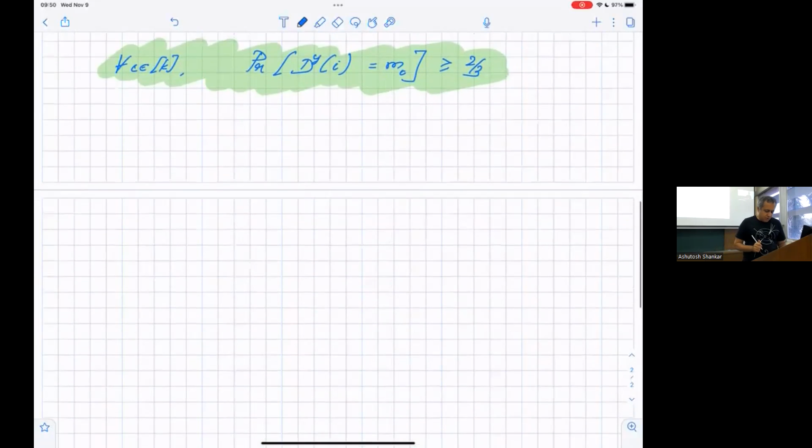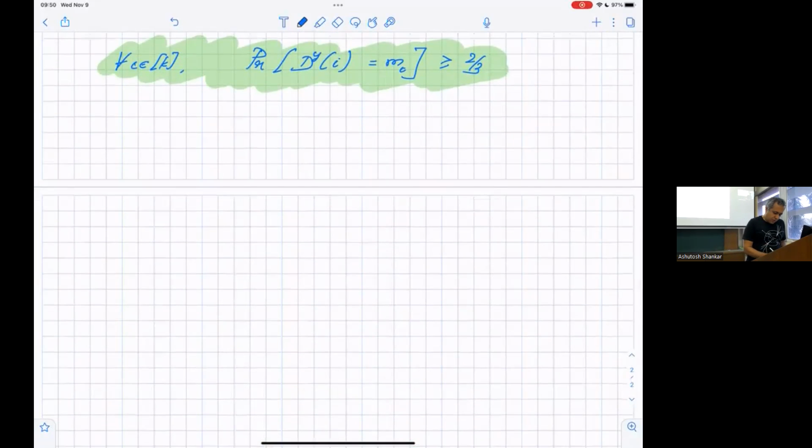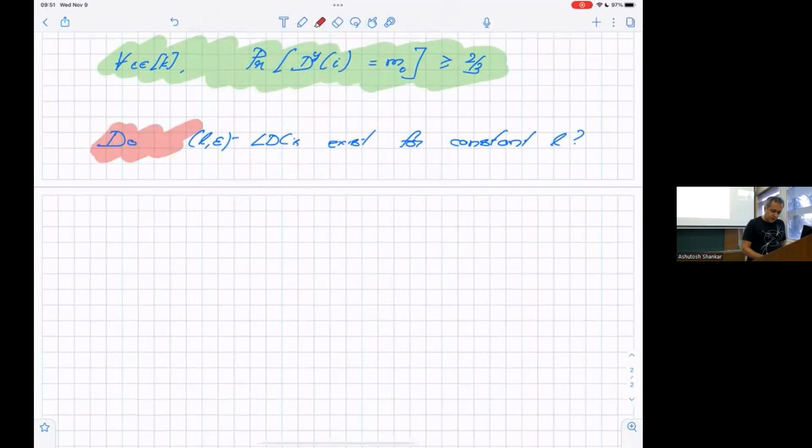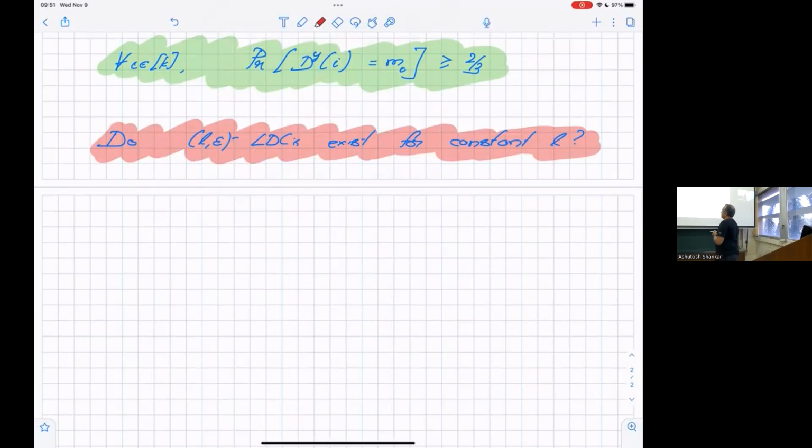So the question we want to ask is, do L, epsilon LDCs exist, for constant L? We ask two questions: whether they exist, and then we will also want explicit codes.